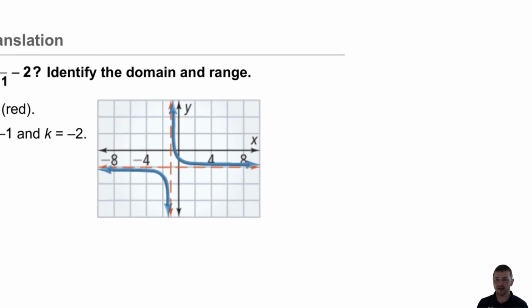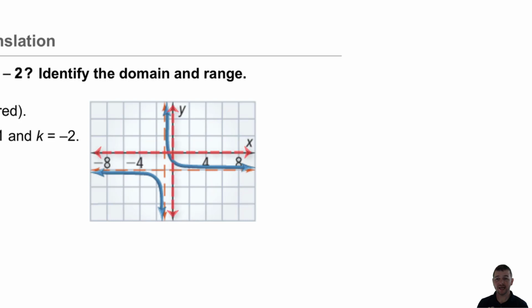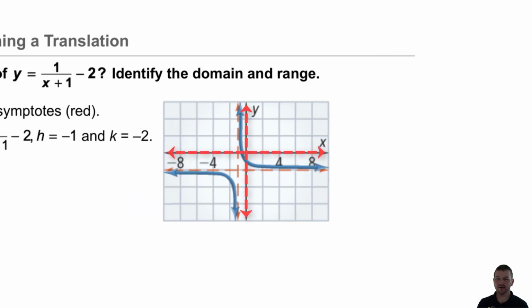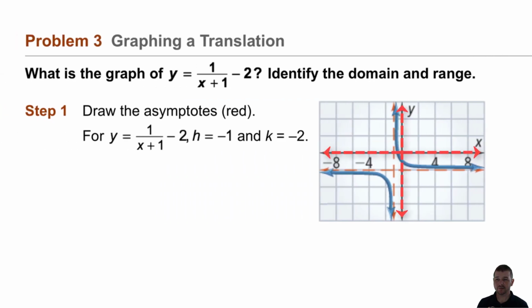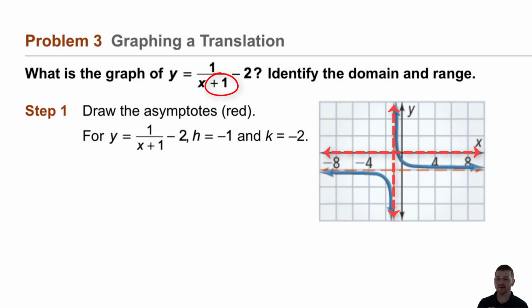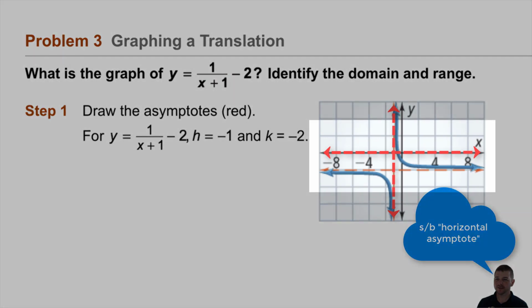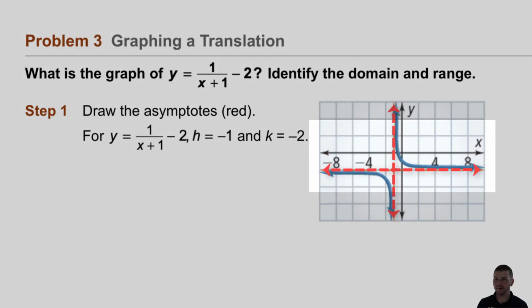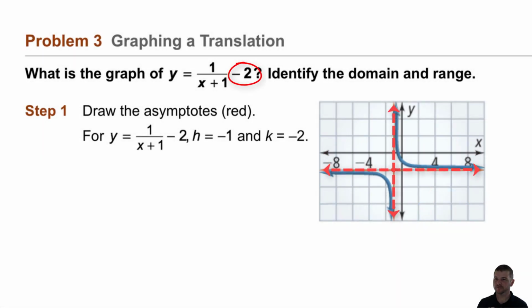Consider the parent function had asymptotes at each axis. Our translated function will have a vertical asymptote instead of being at the y-axis, exactly 1 unit to the left, due to the x plus 1, which translates the graph left 1 unit. And then our horizontal asymptote, which used to be at the x-axis in the case of the parent function, is shifted down 2 units thanks to the -2 in the function.